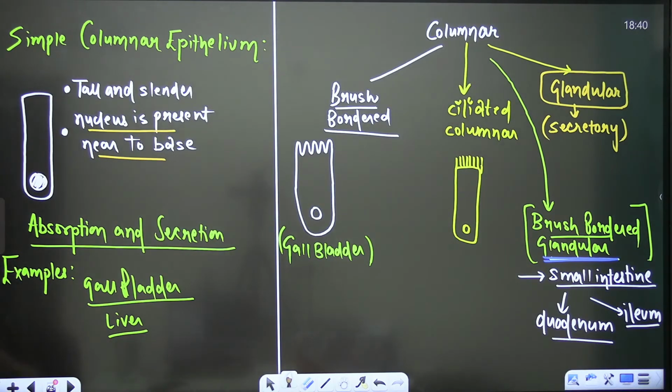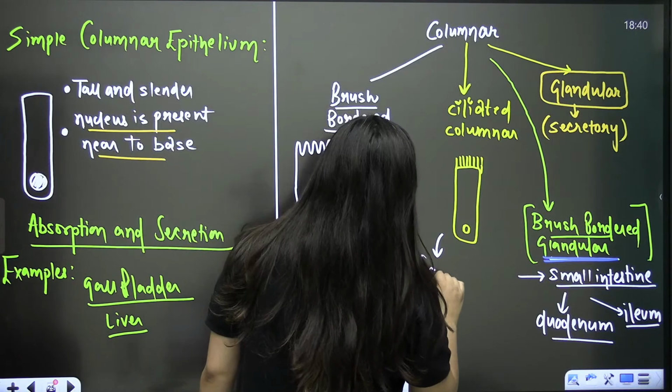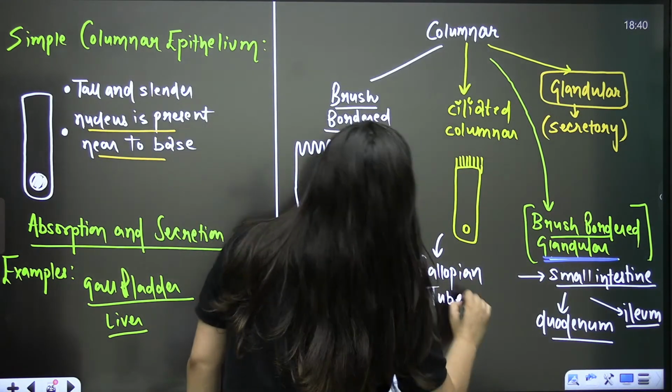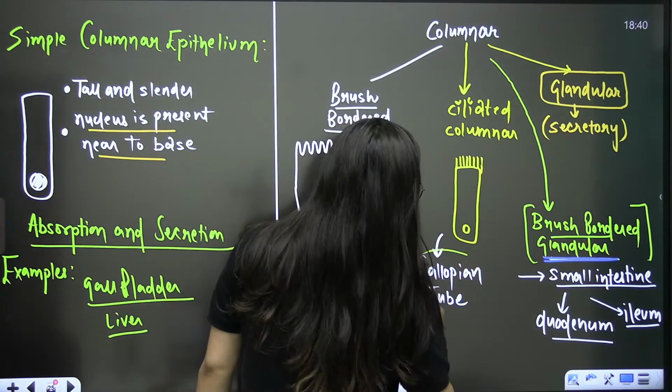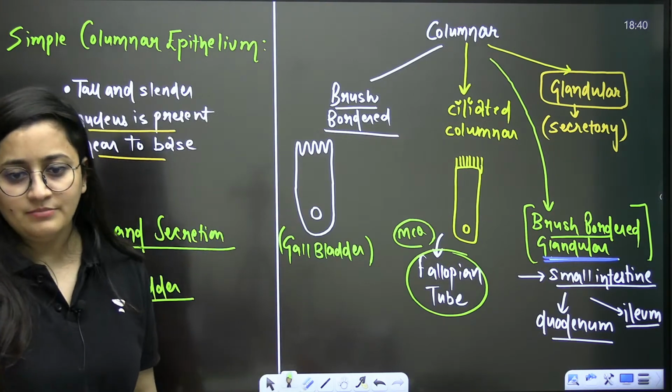So ciliated columnar, when cilia are there, they help in movement. So it will be there in the fallopian tube. In the fallopian tube, for the movement of the ovum, we need it. So it is an important MCQ.